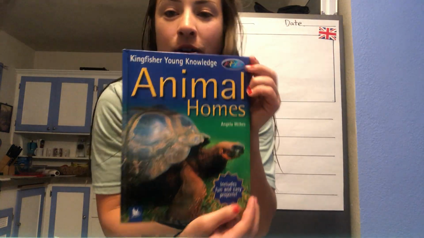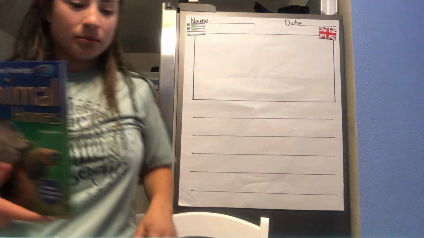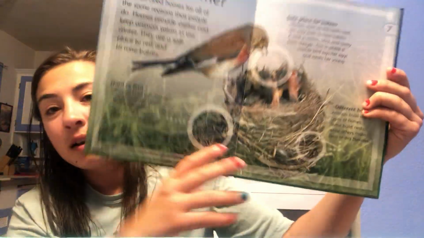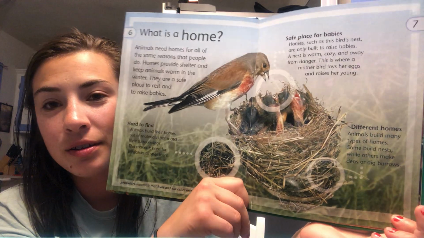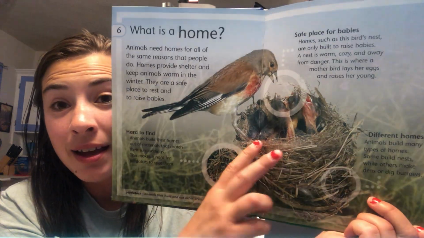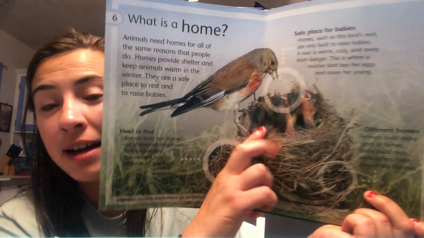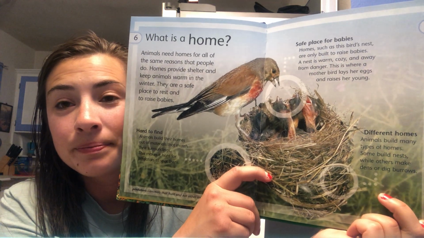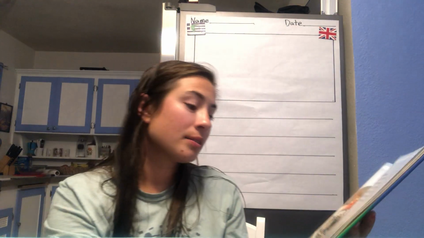For our journal writing, I have this book that we're going to look at, Animal Homes. So I thought we could write some sentences after we look at some different places that animals can live. So this looks familiar. I'm sure we've learned that birds build nests and they lay eggs in their nest, and then their babies hatch and grow until they can fly out of the nest. So a bird home could be a nest.